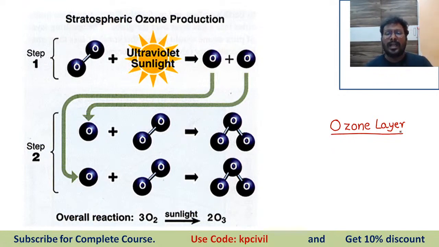It interacts with ultraviolet radiation from the sun and stops the penetration of harmful UV light into the Earth's surface. But actually, ozone is generated in the stratosphere. Clear? Actually, ozone is generated in the stratosphere.